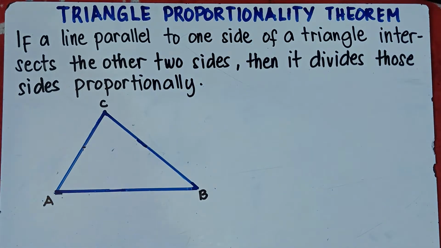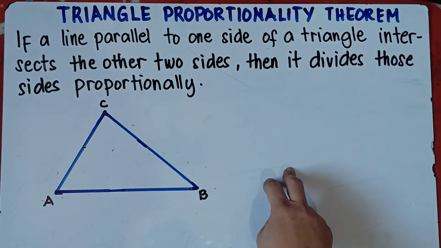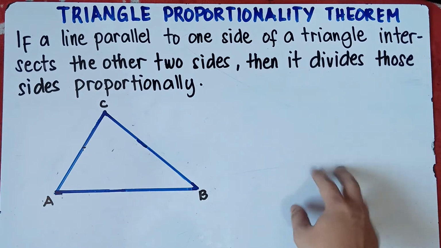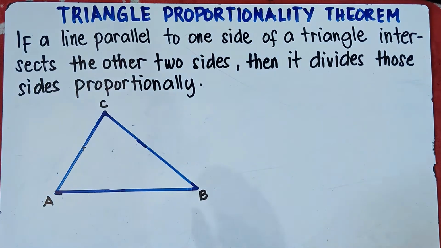Now, according to the theorem, if a line parallel to one side of a triangle intersects the other two sides, then it divides the sides proportionally. So let me explain this one.